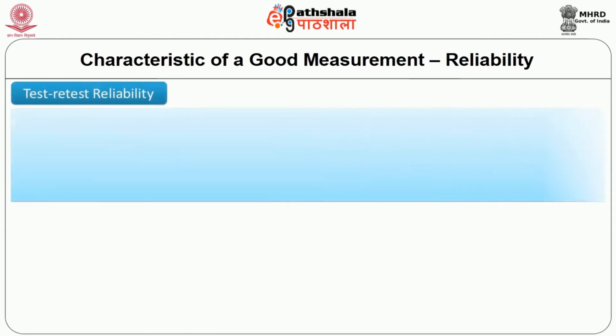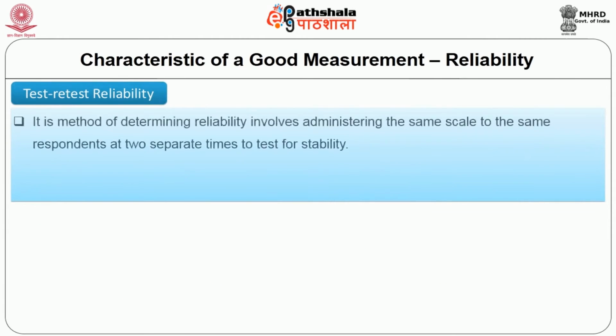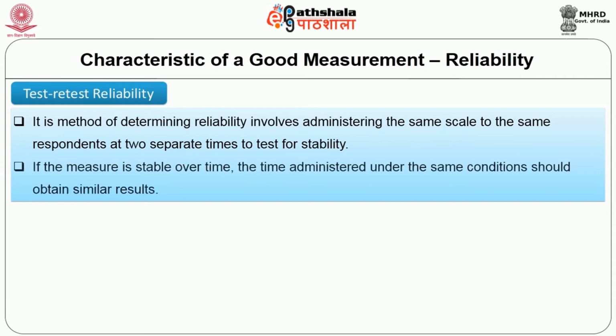Test-retest reliability. The test-retest method of determining reliability involves administering the same scale to the same respondents at two separate times to test for stability. If the measure is stable over time, the test administered under the same conditions each time should obtain similar results.